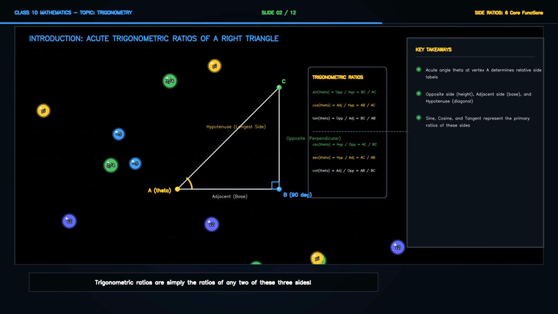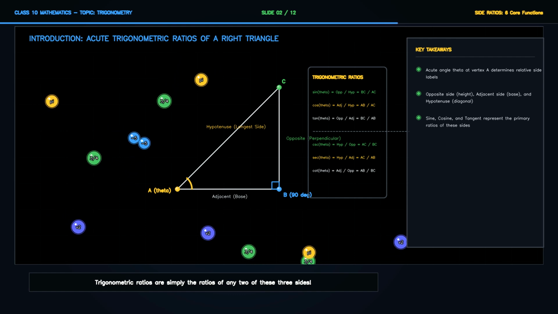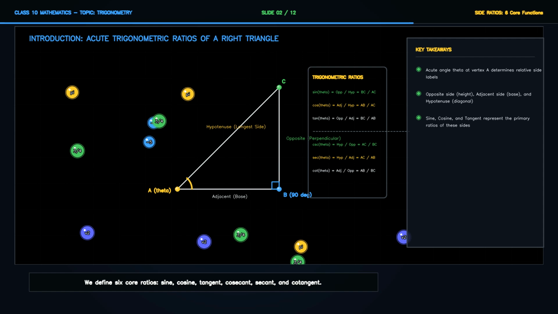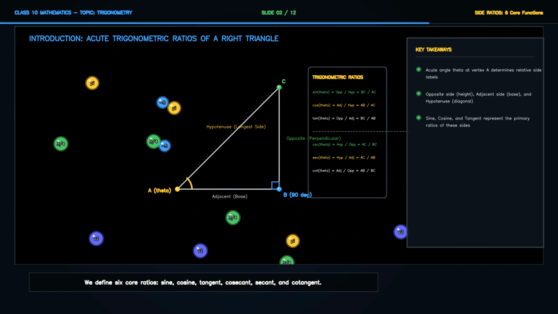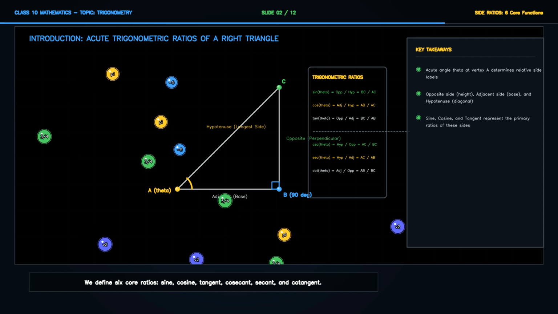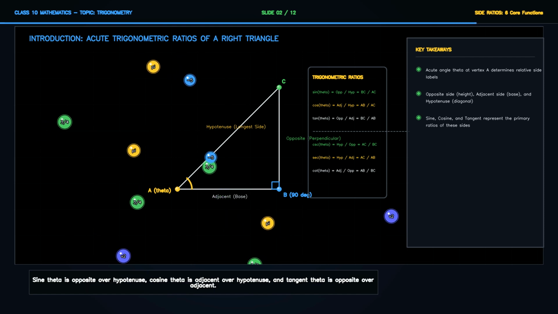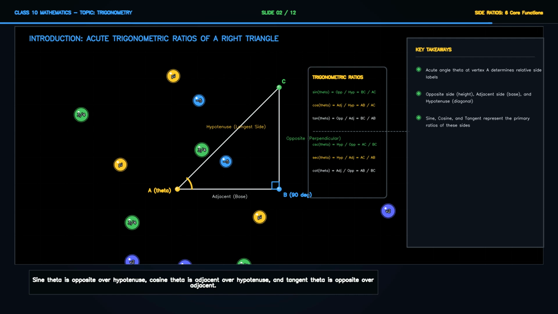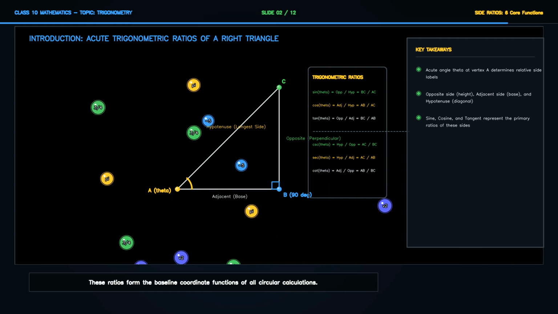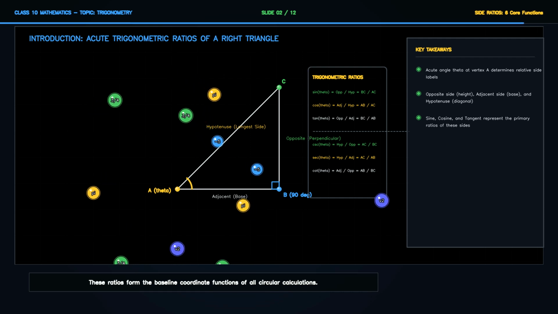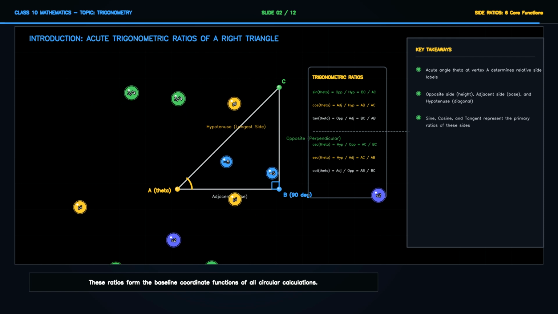We define 6 core ratios: sine, cosine, tangent, cosecant, secant, and cotangent. Sine theta is opposite over hypotenuse, cosine theta is adjacent over hypotenuse, and tangent theta is opposite over adjacent. These ratios form the baseline coordinate functions of all circular calculations.